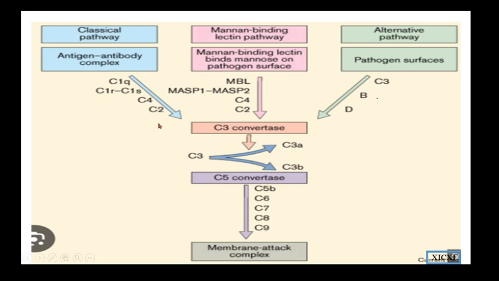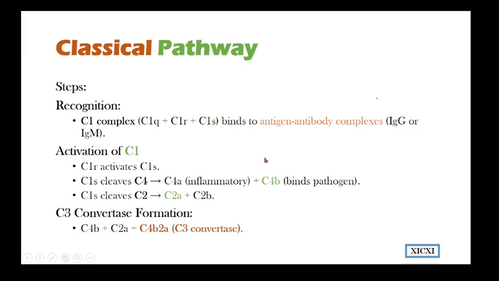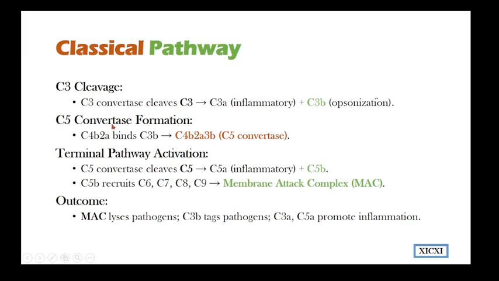It seems very difficult to memorize those numbers, but stay with me. I'm going to show you the mnemonic. Pathway number 1 is the classical pathway. In this classical pathway, you should understand how it is activated, how we form C3 convertase, how we form C5 convertase, and also termination, with the formation of the membrane attack complex.